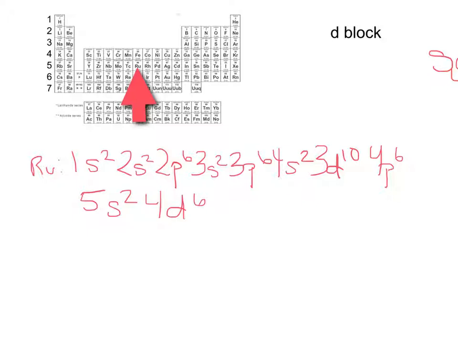Ta-da! That is how you do anything that's in D block, or anytime you have to get through D block. If you want to see how to do F block, we'll do that in the next slide. F block is the dangerous ones. These are all the radioactive ones. So let's do those now.